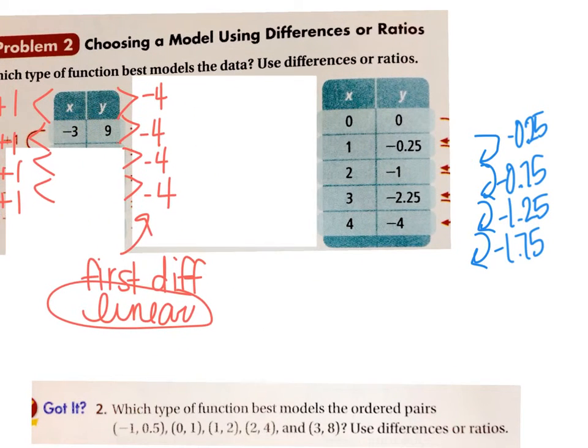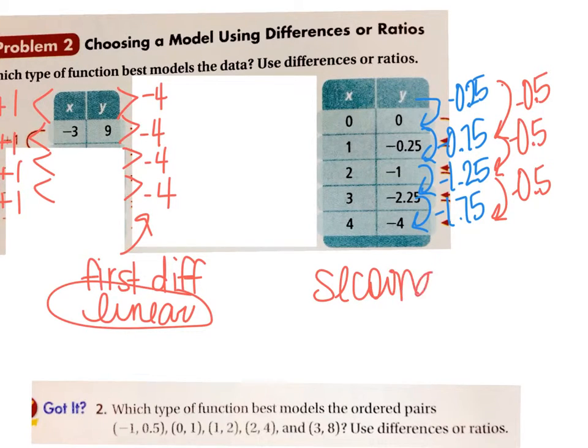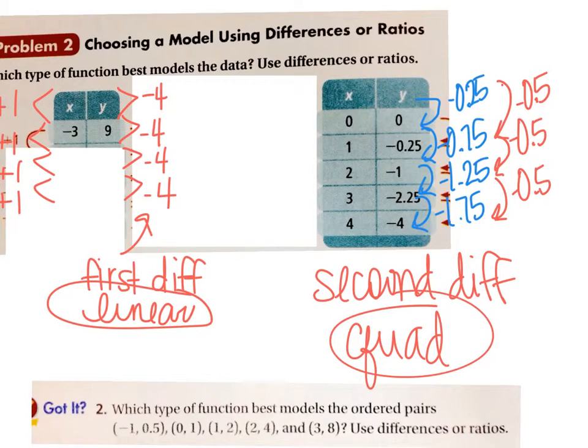So if I just move this over again, and I look at the differences between the differences, they are moving down a half each time. Each time they're going down a half, which means second differences are the same. So this one's going to be quadratic. Second difference is quadratic, and that's easy to remember because the function is going to be x to the second power is your highest exponent. So second differences is a quadratic, first differences is linear.